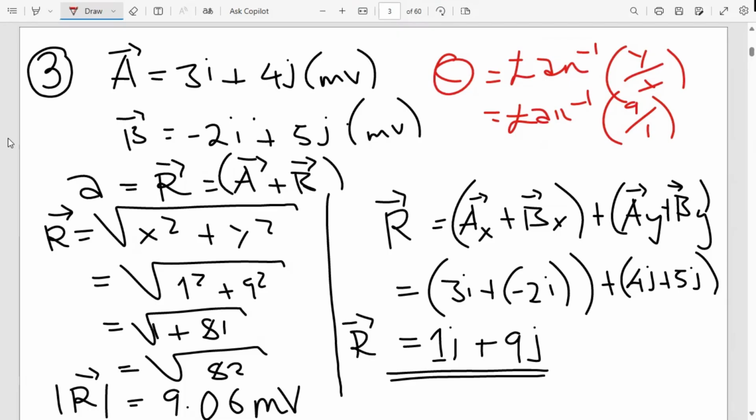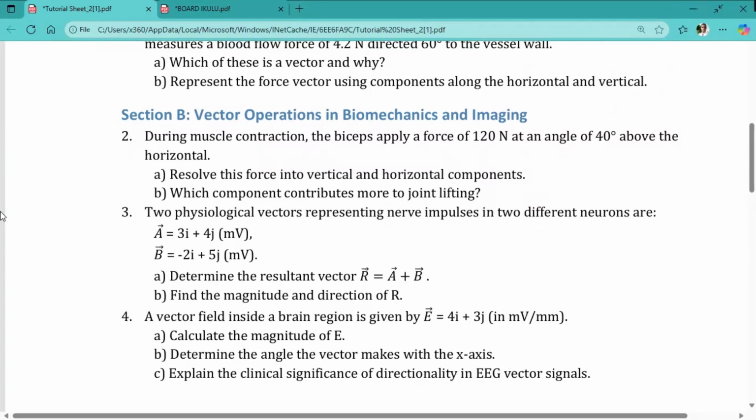So the tan inverse of 9 is going to give us theta, which is equal to 83.66 degrees. So our direction of this vector is 83.66 degrees. Hence, we've answered the whole of question 3. We can now move on to the next one, which is question 4.